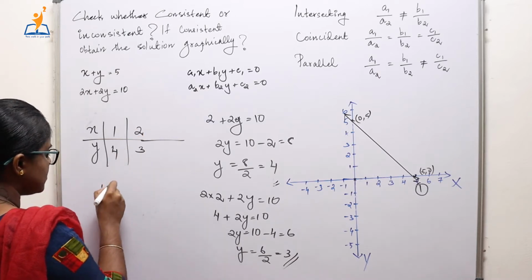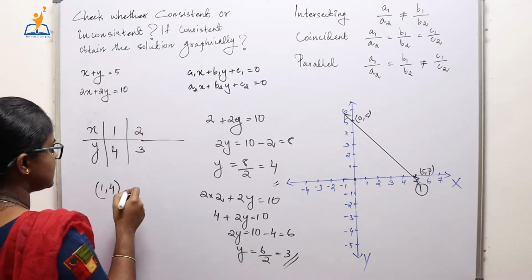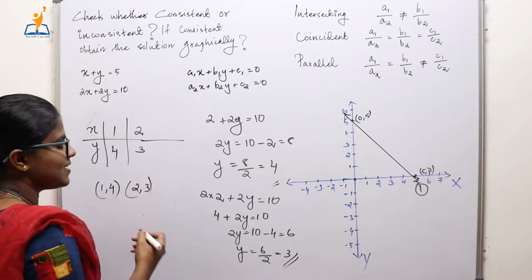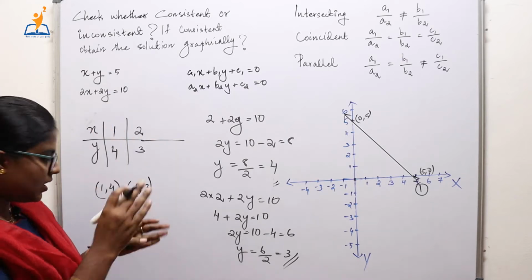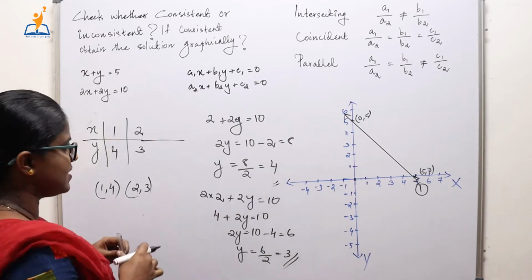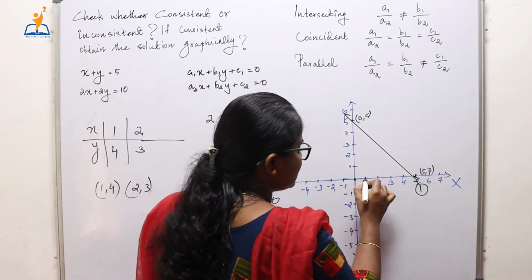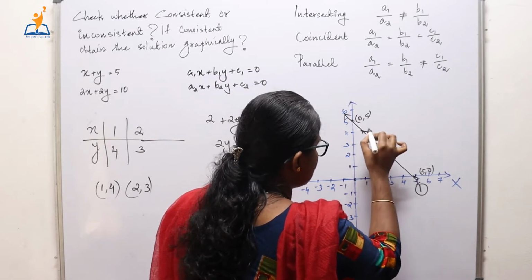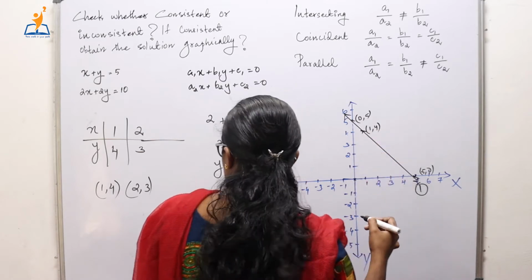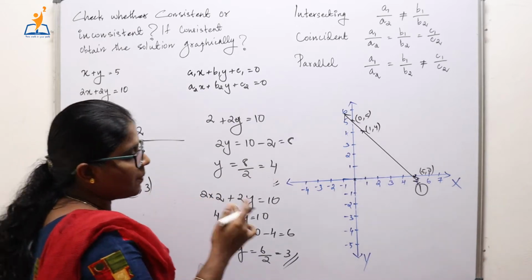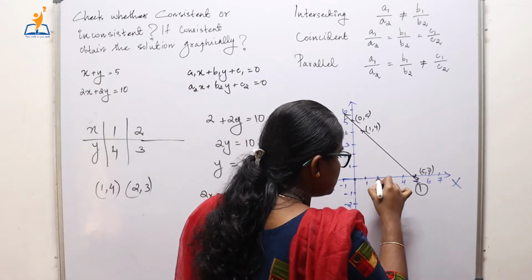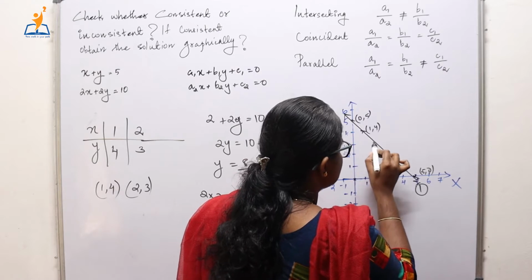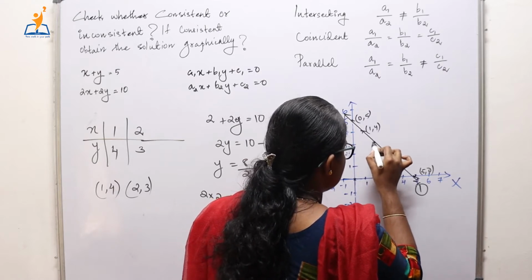So we got another 2 points for the second equation, that is (1, 4) and (2, 3) is a solution for this equation. Now let's plot those 2 points in the graph, that is (1, 4). This is 1 in x-axis and 4 in y-axis. So we have this as (1, 4). This point. Again we have (2, 3). This is 2 in x-axis and this is 3 in y-axis. So we have this point.